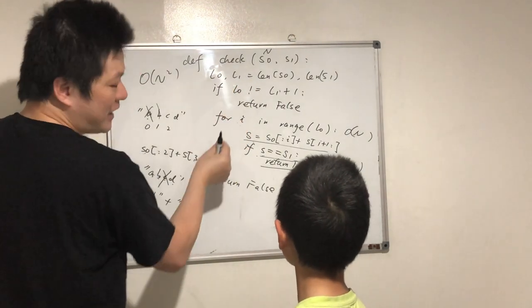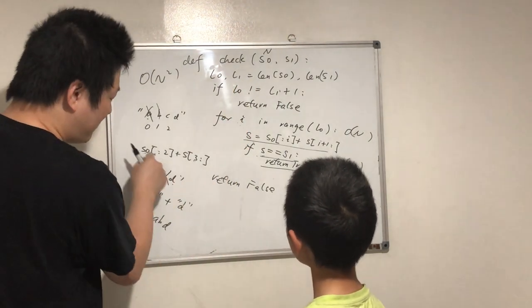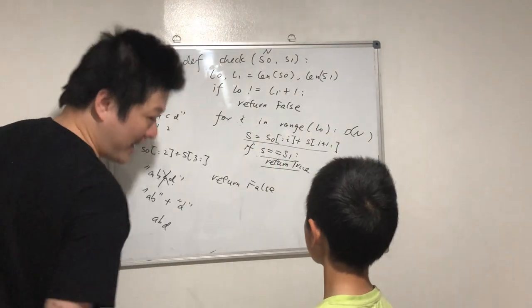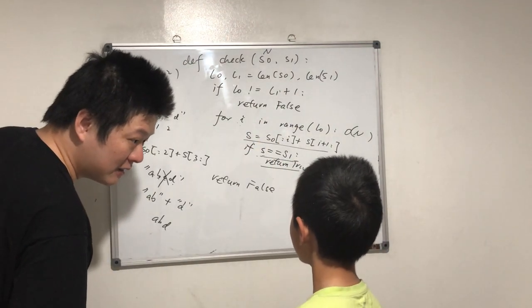Let's see how we do it: brute forcing, removing one character from S0, and we check if it's the same as the other one, right? Got it? Does it make sense?